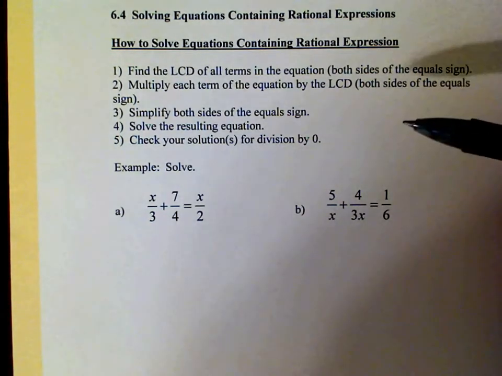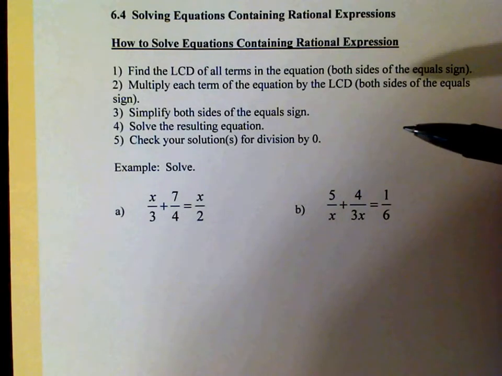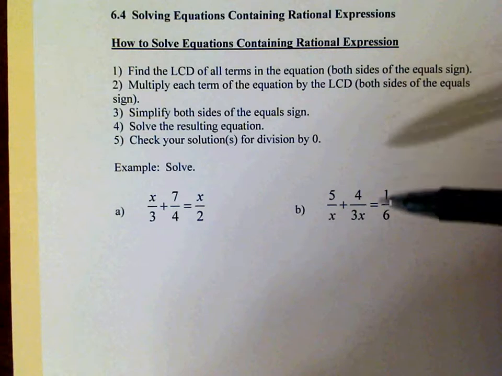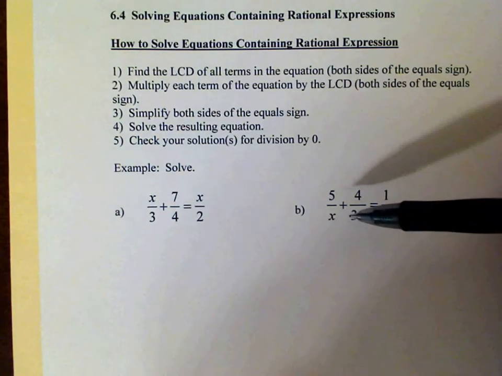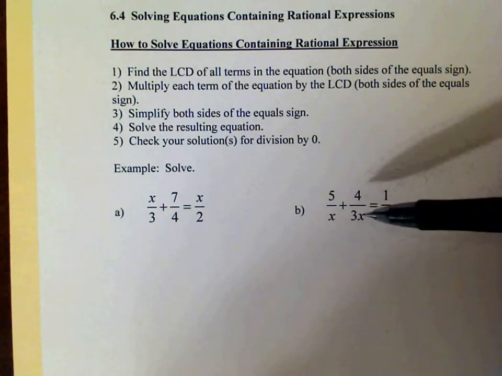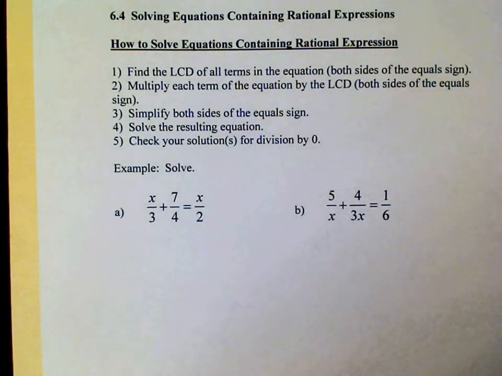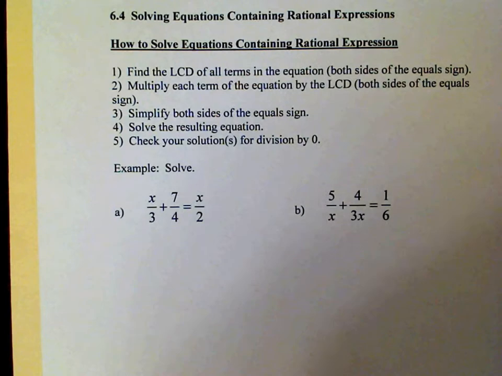Sometimes you may get a quadratic equation that you have to solve by factoring, but that's okay. And then the last thing is, since we're going to have the variable in the denominator, we've got to always check for division by 0. So let's just do a few of these and you'll pick up the process as we go. Hardest part, as always, is finding the LCD.